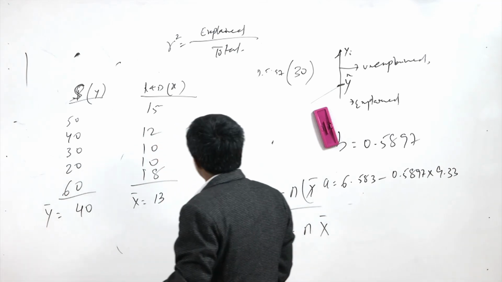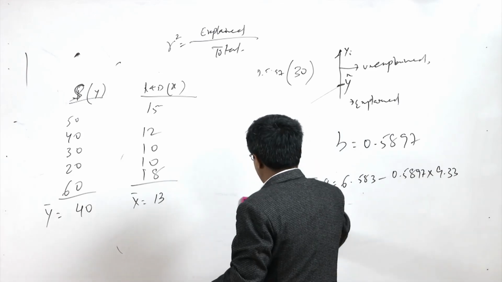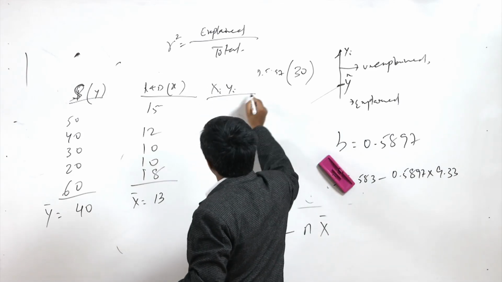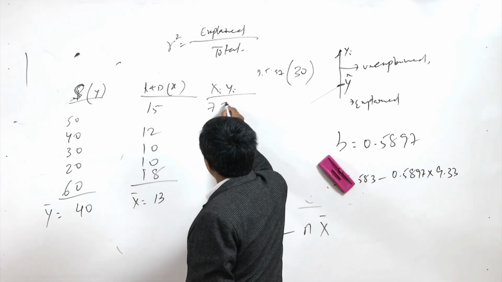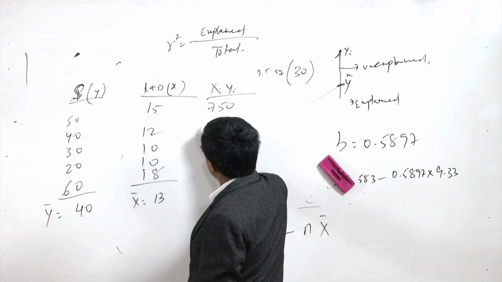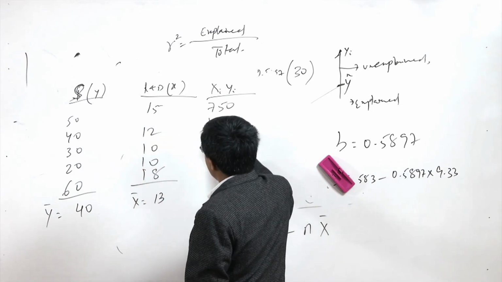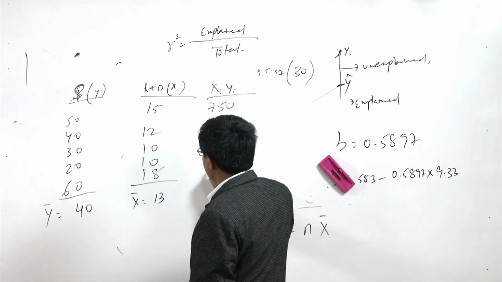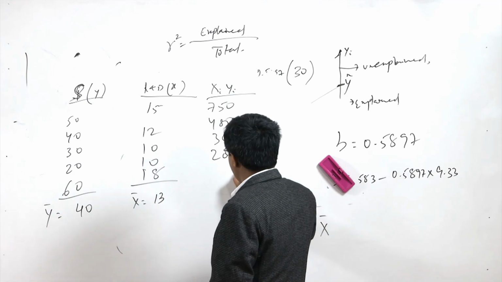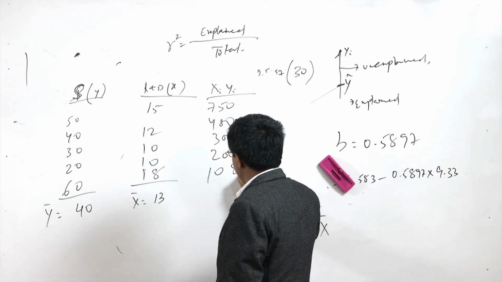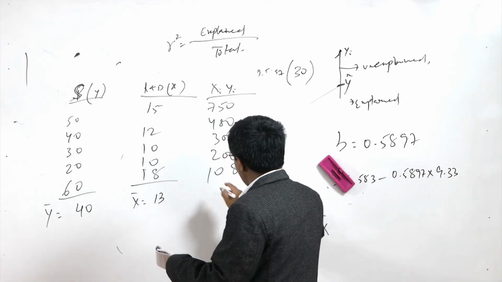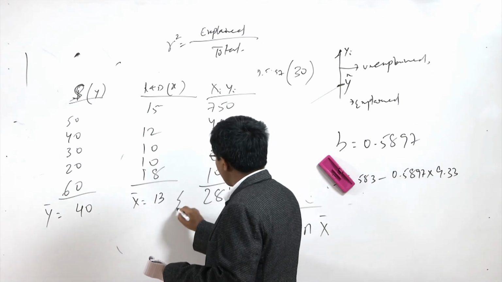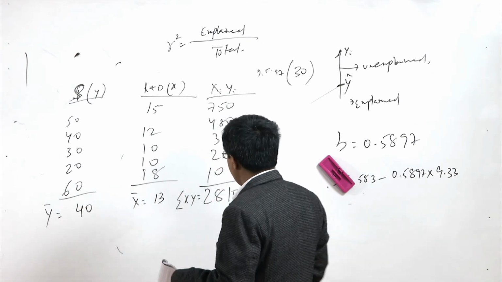Now, I need xi times yi basically. So, if I do xi yi, how much will it come? 15 times 50 is 750, 12 times 40 is 480, this is 300, this is 200, and 18 times 60 is 1080. So this total comes to 2810. The summation of xy is equal to 2810.